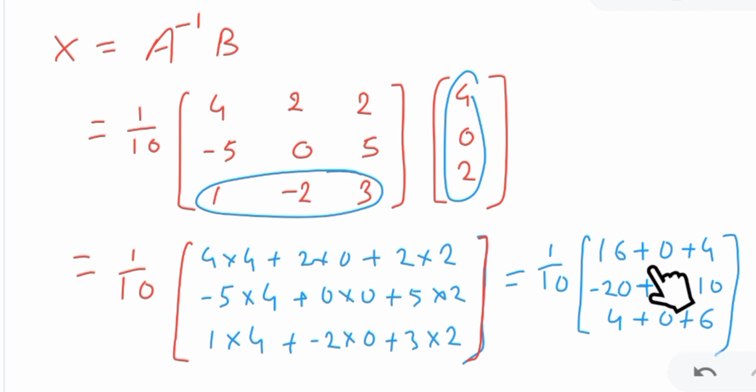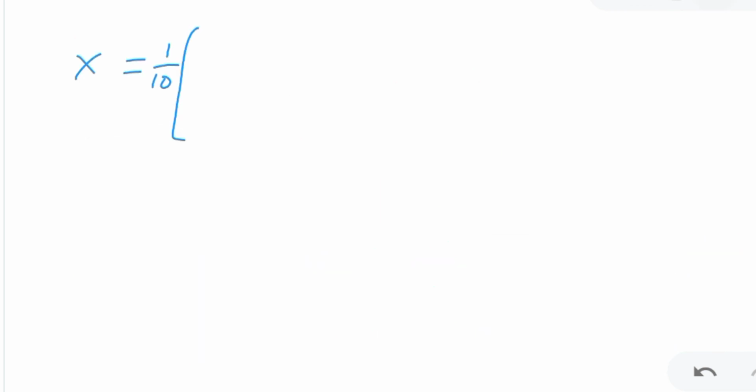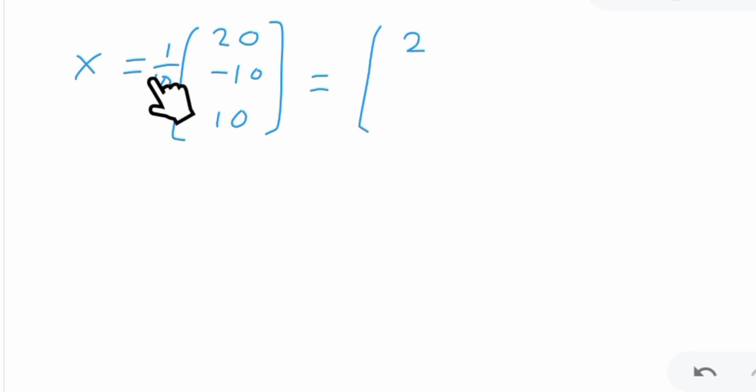So 20, minus 10, and 10. If I multiply by 1 upon 10, then I will get 20 upon 10, which means 2. Then obviously this multiplies with each element. 1 upon 10 into minus 10 will be minus 1. And 1 upon 10 into 10 will be 1.